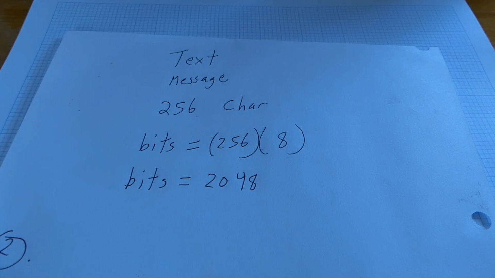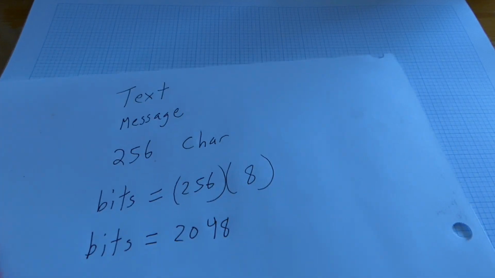Alright, here we got a text message. It will have 256 chars. A char is simply a character, like T, W for whiskey. You get it. Anyway, that will be limited to 256 characters. Each character will be 8 bits, so the total number of bits will be 2048. Alright, so that is our goal today on Moonshine Radio.